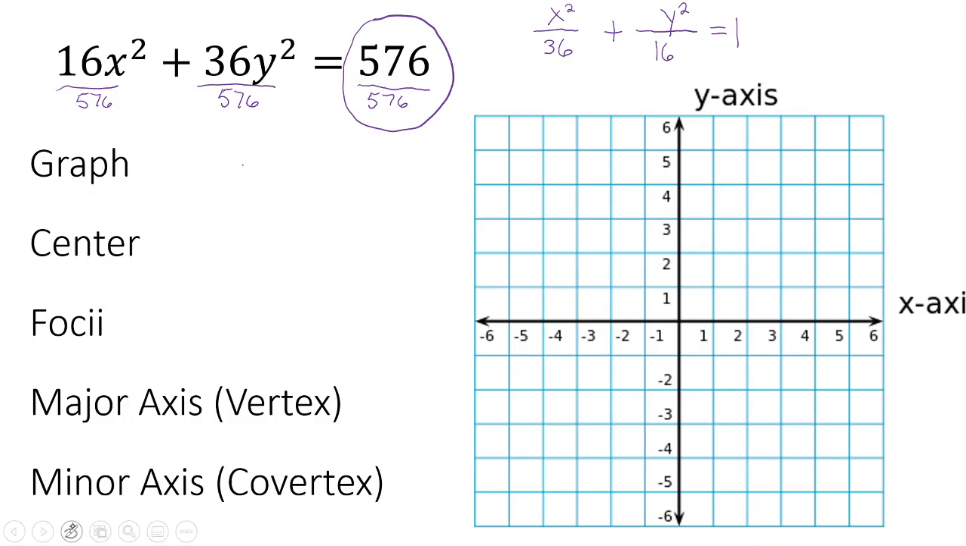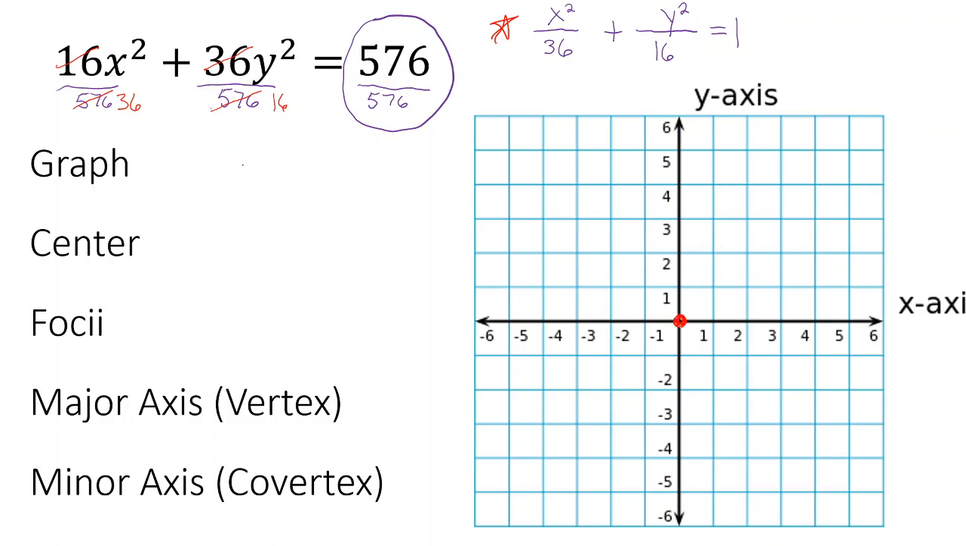Let me show you just once again how I'm doing this. This reduces. I can take 576 and divide by 36, and I'll get 16. And I take 576, and 16 goes into that 36 times, just like that. So that's how I came up with this value here. And so that's going to allow me to find my center, just like on the last slide.